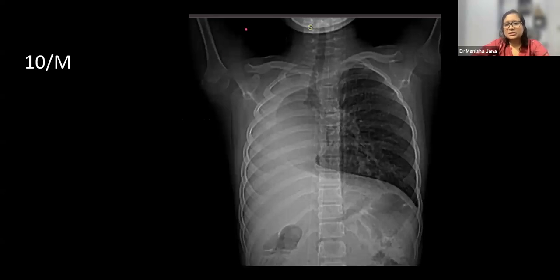A similar appearance in an older kid, and a complete opaque right hemithorax with ipsilateral shift. Now, foreign body is definitely a consideration, and when we see that there is a bronchial cutoff, then masses like carcinoid or IMFT will also be in our consideration.